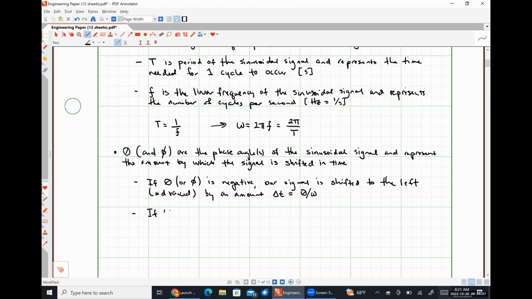If theta or phi is positive, our signal is shifted to the right, also known as delayed, by an amount delta t equal to our phase angle divided by omega.